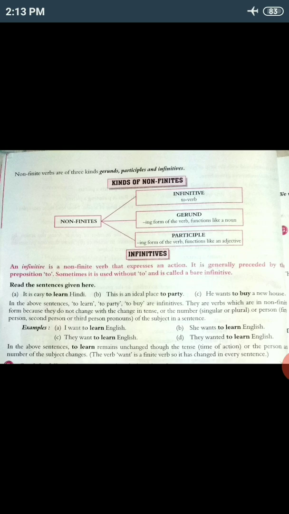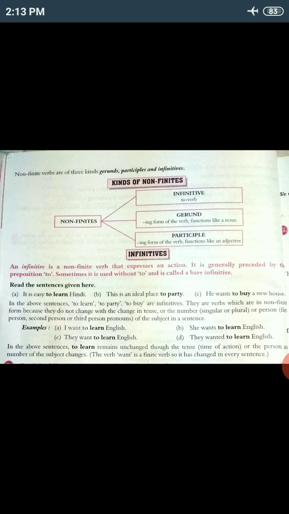Now the second one is, in your book, I guess only infinitives are given, and bare infinitives are also there. Bare infinitives are those which are not accompanied by to. All right, so gerunds and participles we are not going to cover here, though we have read them in the earlier classes. And in your syllabus as of class 8th only infinitives are there.